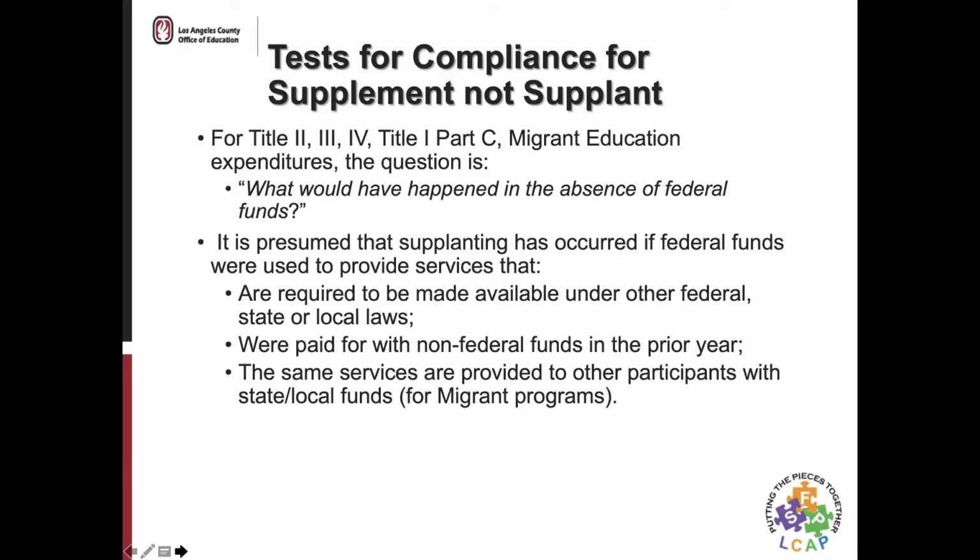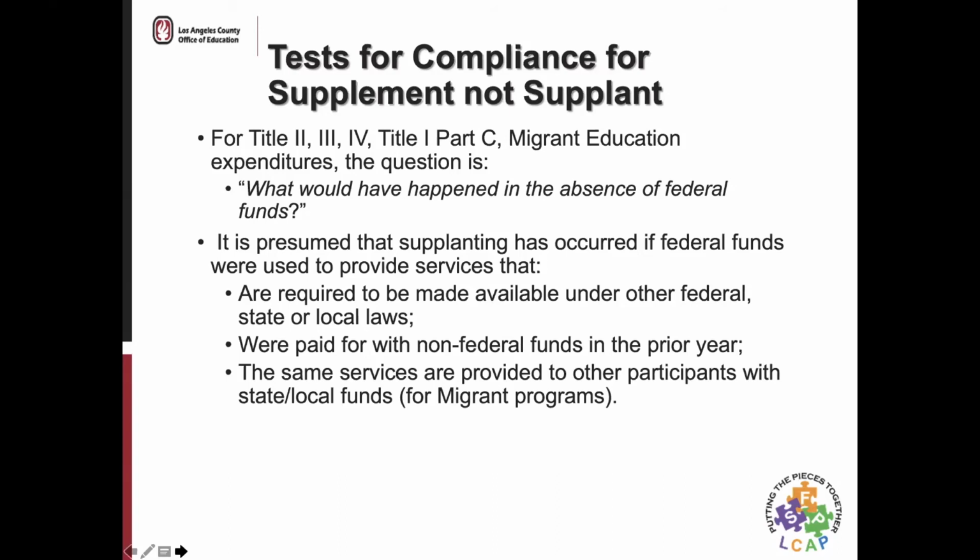So those are just presumptions. I mean, if an auditor looks at something and says, well, you're required to do this, it's a legal requirement, and you're telling me you're using federal funds for it, I'm presuming that's supplanting, because you would have done it because it meets the letter of the law. Or if you did this last year and now you're picking it up with a federally funded program, I'm presuming that's supplanting, because if you were doing it, why would you suddenly switch the funding sources? Okay? So those are just presumptions, but you can rebut those presumptions.